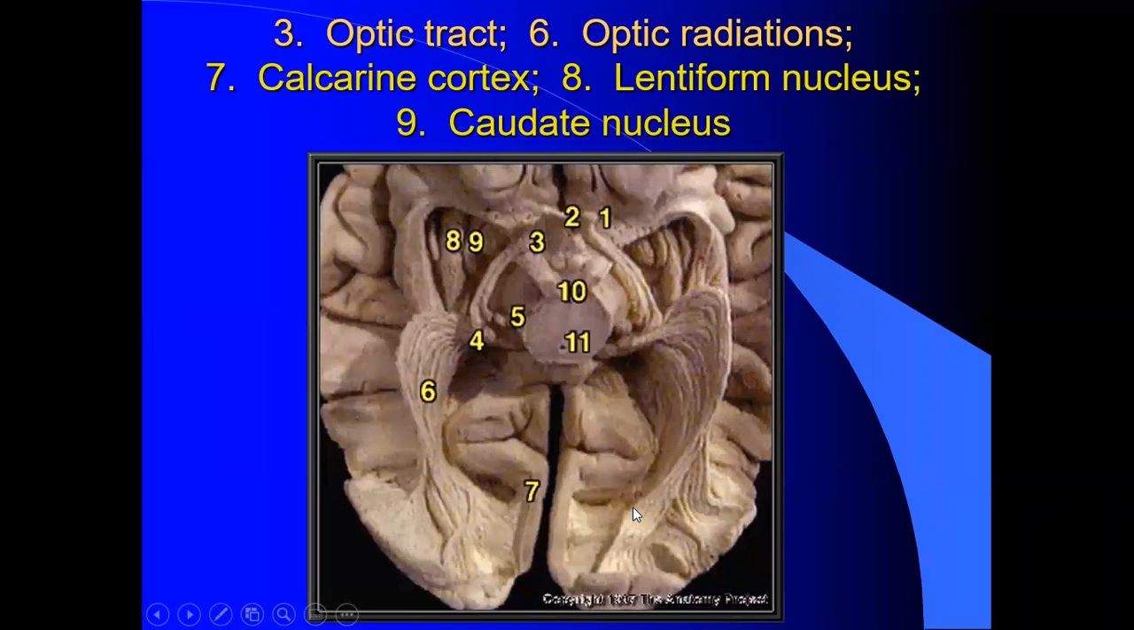I put this picture in because, again, it gives you a sense of 3 dimensions. These are your optic radiations. You could see how this would give rise to Meyer's loop down into the temporal lobe and that portion which goes straight back through the parietal lobe. And again, lots of things being labeled for you.